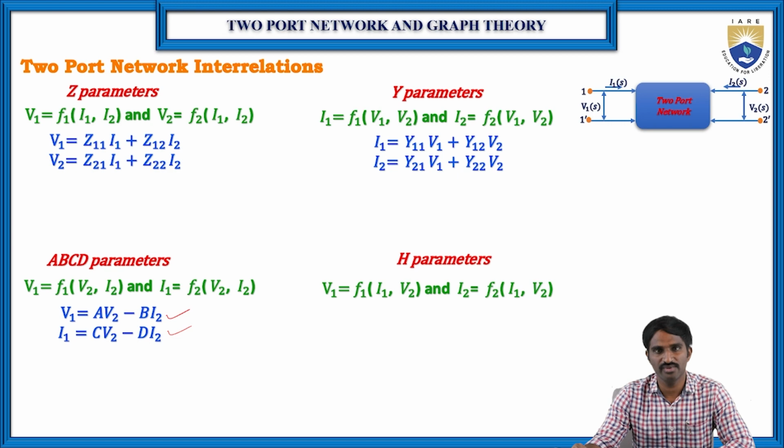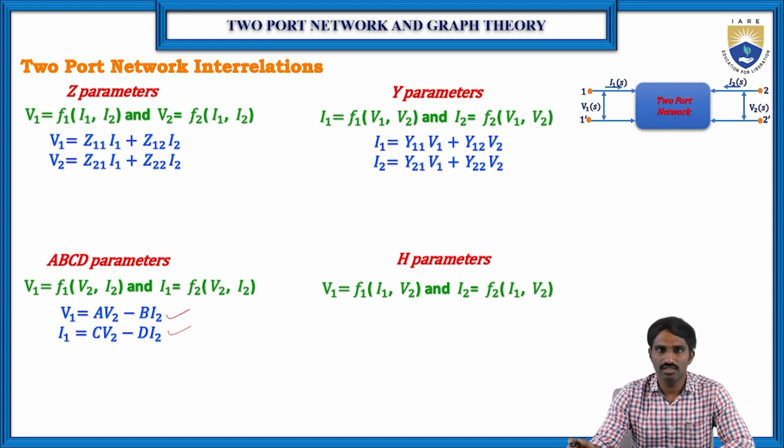Then when coming to the H parameters, these are hybrid parameters. As you can see, in the Z parameters only voltage equations are used, in the Y parameters only input and output currents, and in the ABCD parameters only the input side parameters, V1 and I1. But the hybrid parameters are a mixed combination, which means from the input port we take the voltage V1, and from the output port we take the current I2.